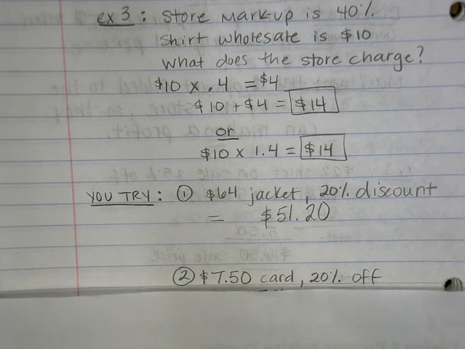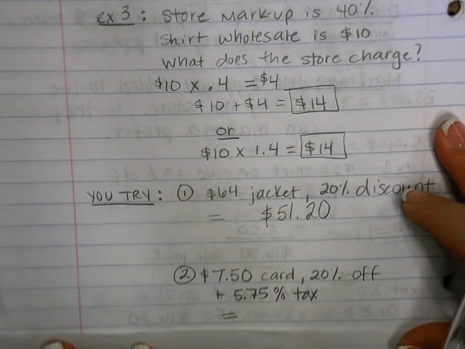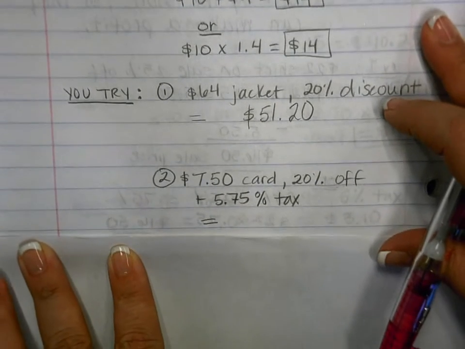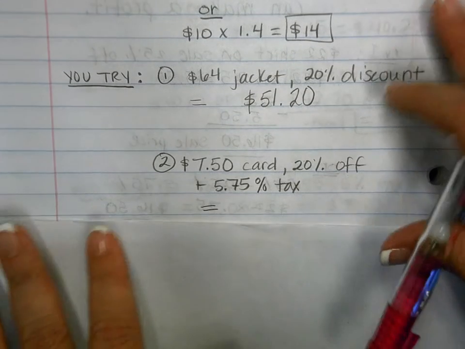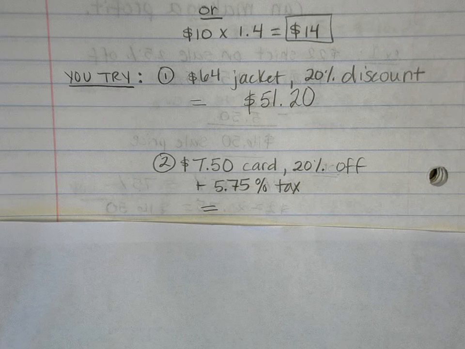All right, try one more. This is the last one. Okay, so let's say you buy a card. I don't know, maybe it's a baseball card or something, for $7.50. And then it's on sale 20% off. And then there's tax. See if you can figure that out. You might want to do that in 3 steps just to make sure you're doing it right. So remember, tax is what you do at the very end, right?